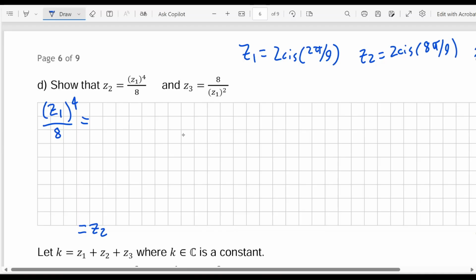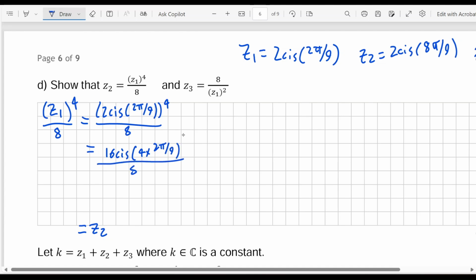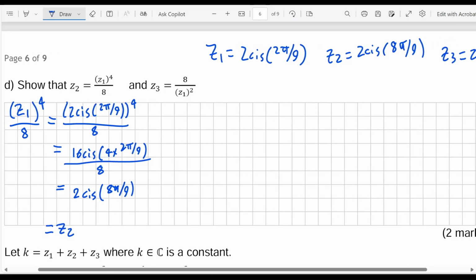Okay, Z1 to the 4 over 8. So we're looking at 2 cis of 2 pi over 9, all to the power of 4, all over 8. So this is going to be 16 cis of 4 lots of 2 pi over 9, all over 8. So 16 over 8 is 2. And 4 lots of 2 pi is 8 pi over 9. Hey, what do you know? That's Z2. Good. 8 over Z1 squared.